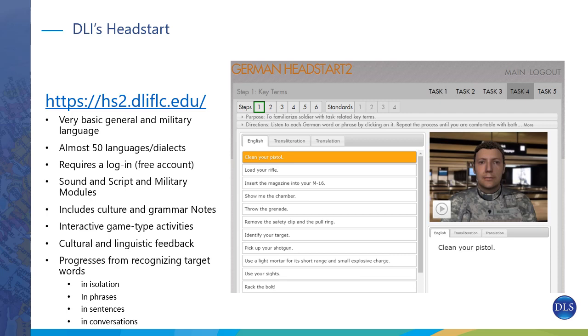Head Start's military modules include a lot of basic military phrases that might be useful if your student is in the military and they're interested in military-specific terminology, vocabulary that they can use on the job. So for example, this military module on weapons has things such as load your rifle, insert the magazine into your M16, things that you might not necessarily think to teach your students, but might be helpful for them.